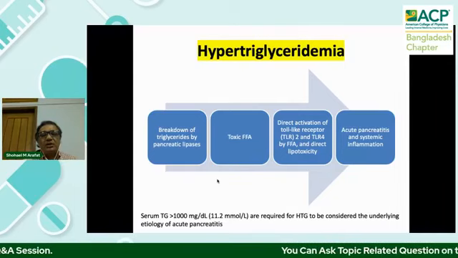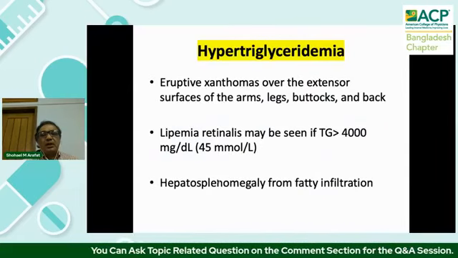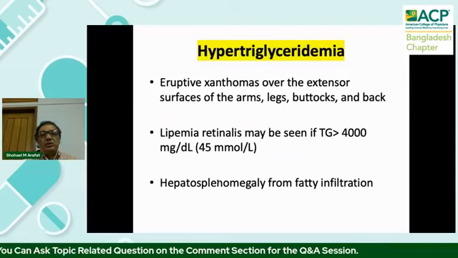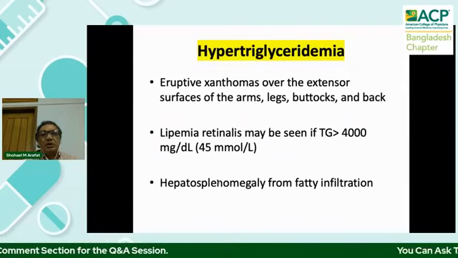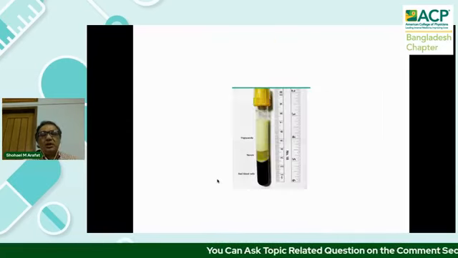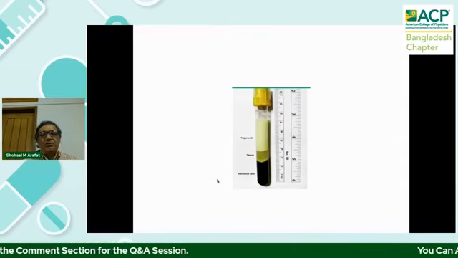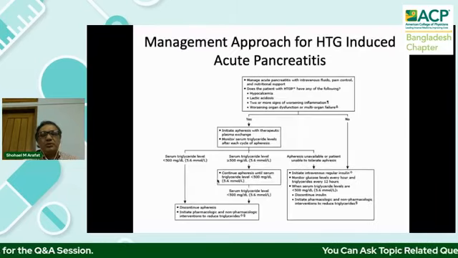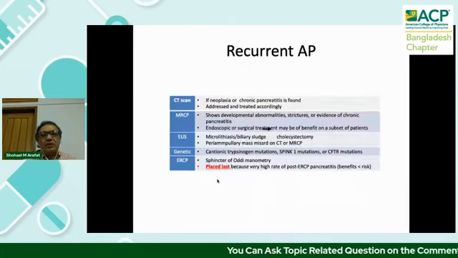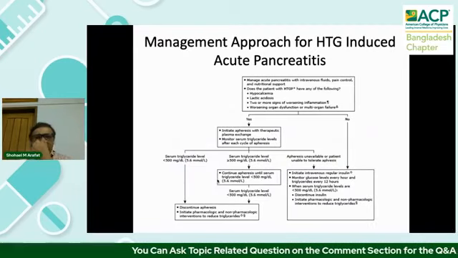So 500, 600, 700 usually is not proof. And I've shown you before that you can find on general examination things like lipemia retinalis, hepatosplenomegaly, eruptive xanthoma. These are the few clinical signs we expect in case of hypertriglyceridemia. This is the usual picture. If you keep the blood on the side, you can see the lipemic layer at the upper part after sedimentation of the blood cells, and serum in the lower part of the tube.